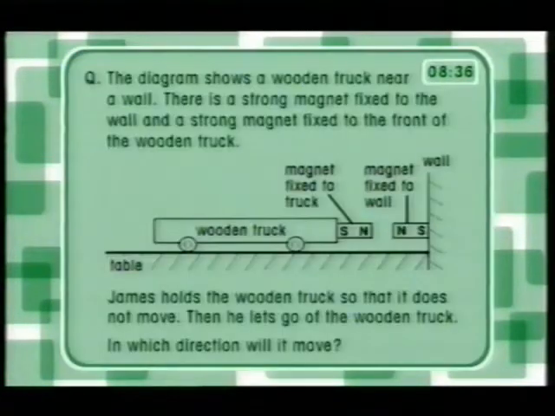Test yourself. The diagram shows a wooden truck near a wall. There's a strong magnet fixed to the wall and a strong magnet fixed to the front of the wooden truck. James holds the wooden truck so that it doesn't move. Then he lets go of the wooden truck. In which direction will it move?